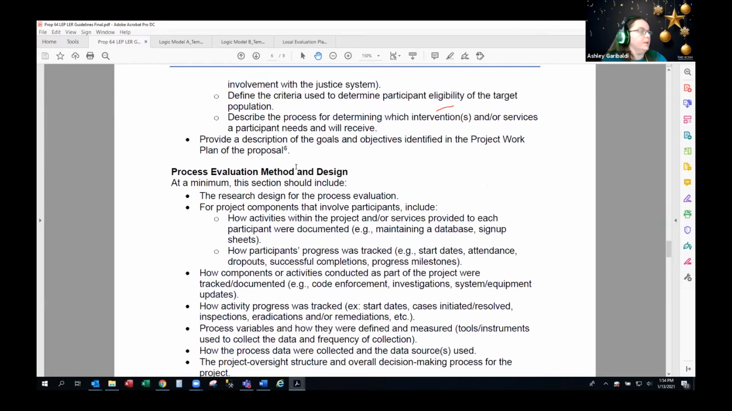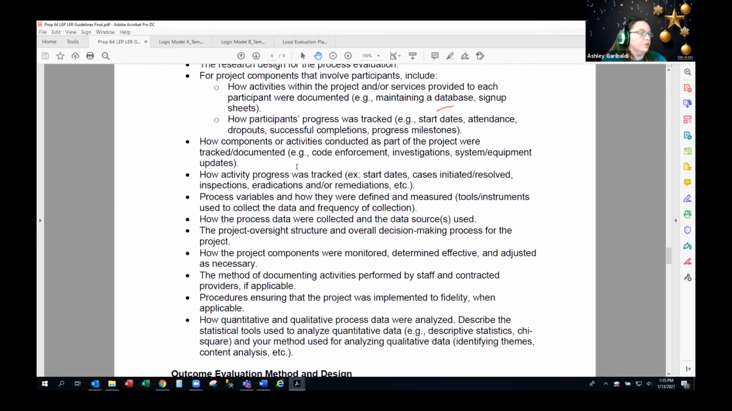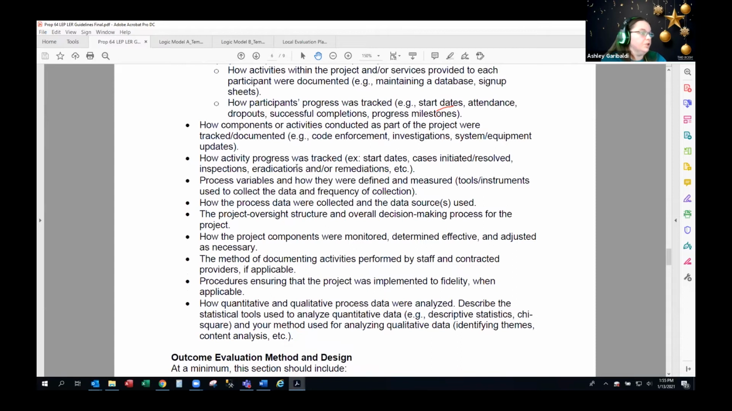How many, for example, how many components or activities were conducted as part of the project, how you tracked them, how the progress looked, process variables, and how they were defined and measured. Project oversight and structure and how changes were made, potentially. Let's see, fidelity, monitoring fidelity and effectiveness, adjustments that were made along the way.